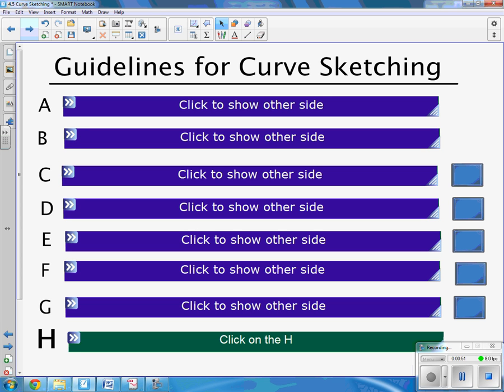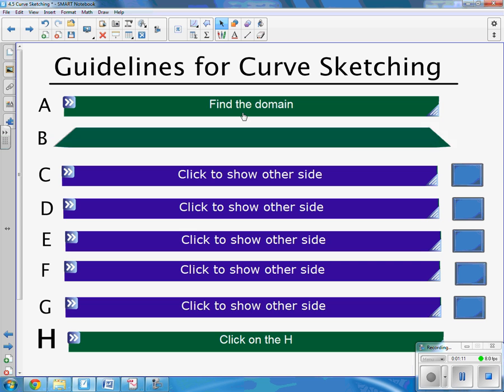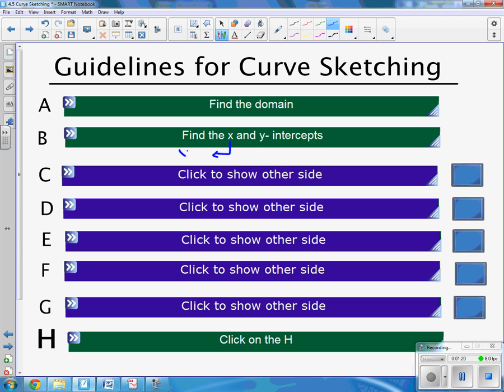Okay, so for the first part, what we're going to do is find the domain. We've talked about finding the domain before, so you pretty much know what to do there. I'm not going to go over that one, but the domain is going to be very helpful for parts later in the curve sketching. So that's the first thing that you want to do. Next step would be to find the x and y intercepts. For this, you just want to set x or y equal to 0, depending on which one you want to find. So for x, set y equal to 0. To find the y-intercept, you're going to set x equal to 0.